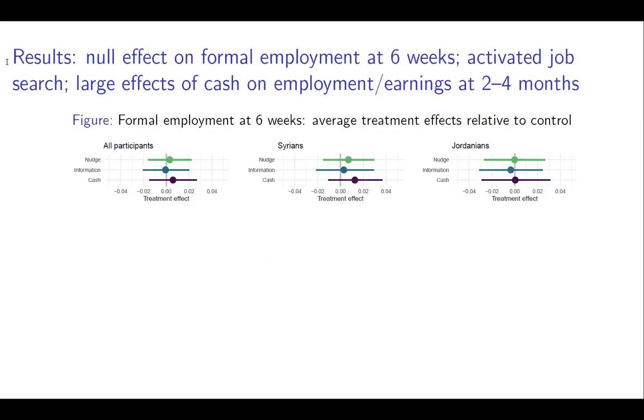What then do we find? Well, first, we find null effects on the probability of entering formal employment at the 6-week mark. And you can see this through the 3 graphs that we have here. This shows the effect in terms of formal employment at the 6-week mark in terms of average treatment effects relative to control, where we have point estimates and then a Bayesian credible set. You see this for all participants, and then for Syrians, and then for Jordanians.